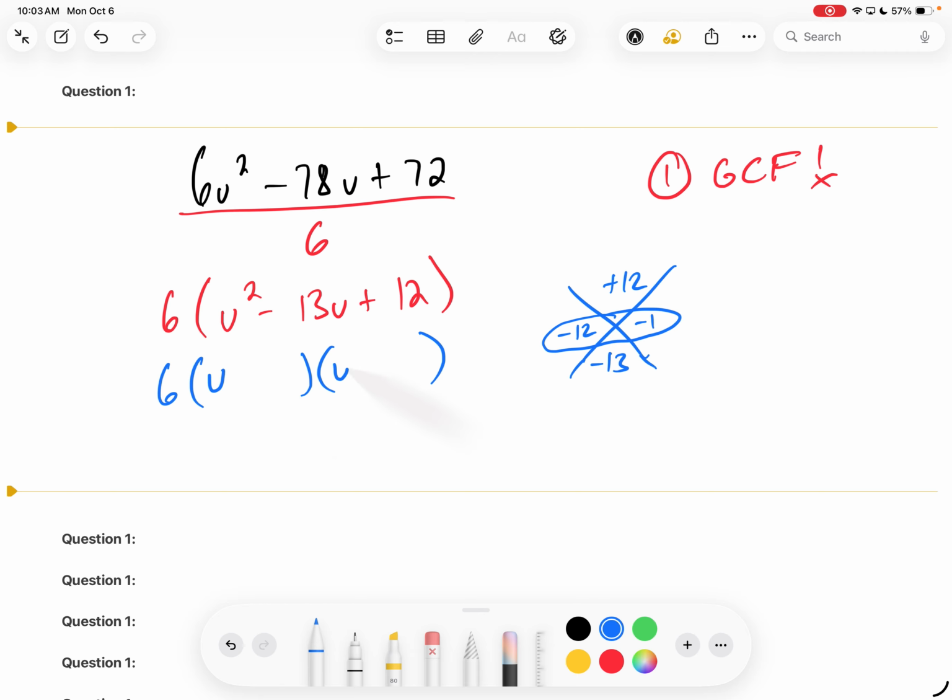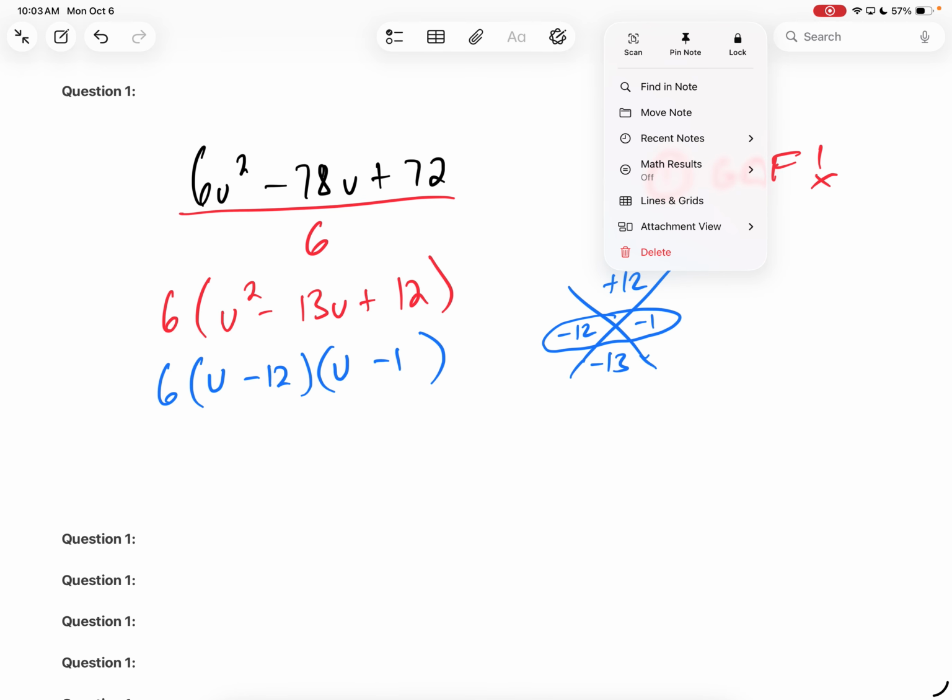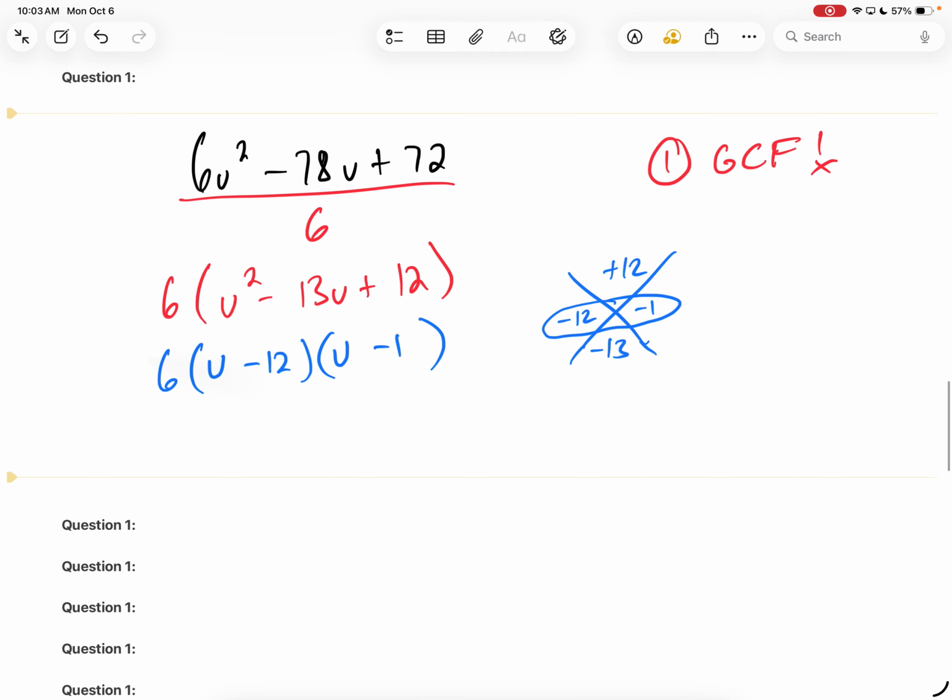u times u is u squared. Negative 12 times negative 1 is positive 12. And negative 12 minus 1 would be negative 13. And that would be my answer.